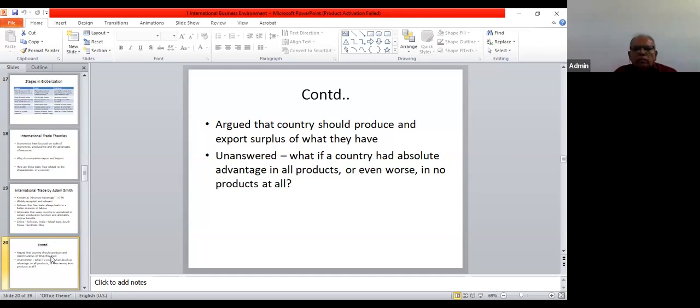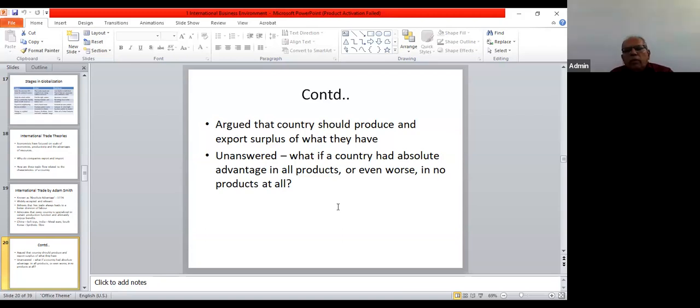But so far, we have talked about the plus points or advantageous points of this theory. But there are some questions which are unanswered by Mr. Adam Smith. What are those? What if a country had absolute advantage in all products, or even worse, in no product at all? There would be a situation where a country had absolute advantage, meaning they have the ability to produce maximum production. Then will other countries buy this product? To be very honest, there is no guarantee that other countries will buy. So this is one area which is unanswered by this absolute advantage theory.